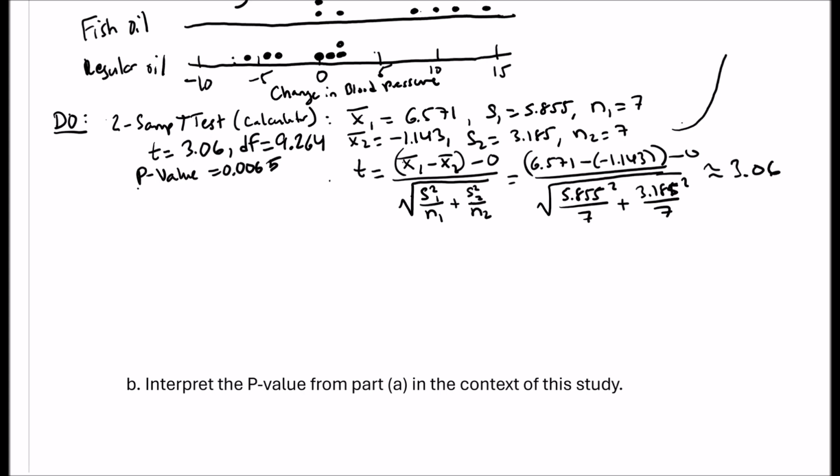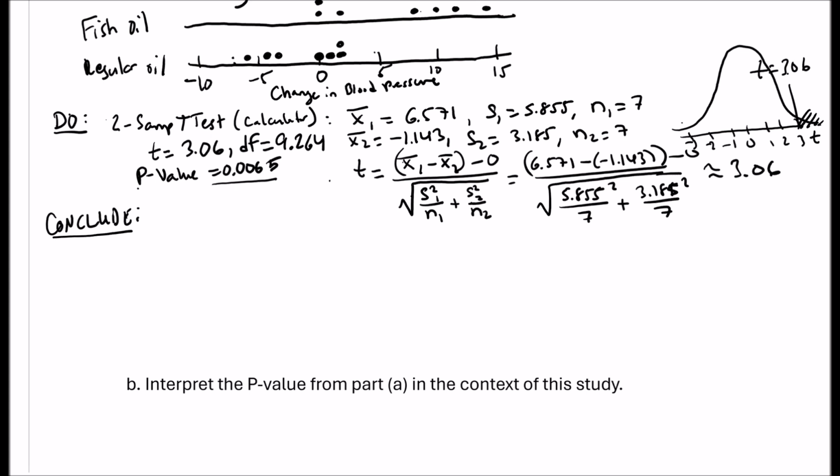And then, I like to label the graph, and we know that we're doing a right-tailed test. We got 3.06 for our t, and then it's a right-tailed test, okay? All right, I like to label a graph and do all that, but we can conclude because we have enough information, because we already did our 2-sample t-test on the calculator. We got our p-value.